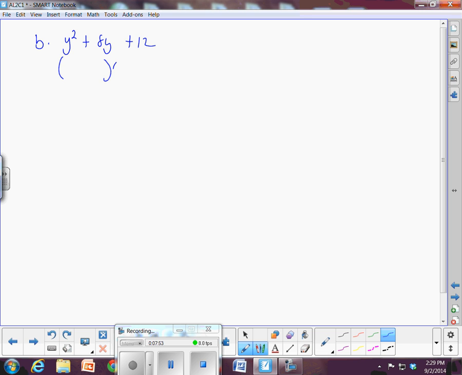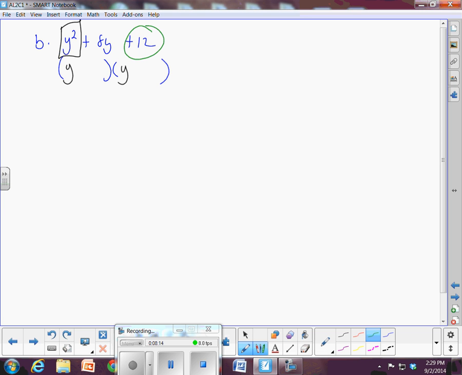Two parentheses for two binomials. Take the front term. There's only one possibility here, right? y times y. That's why I call these simplistic ones. y times y. Okay. That's going to be the first of FOIL. Look at the back. Plus 12, okay? Now I've got quite a bit of possibilities here.